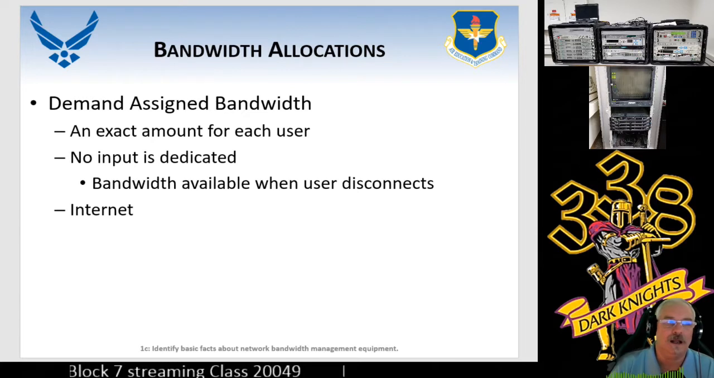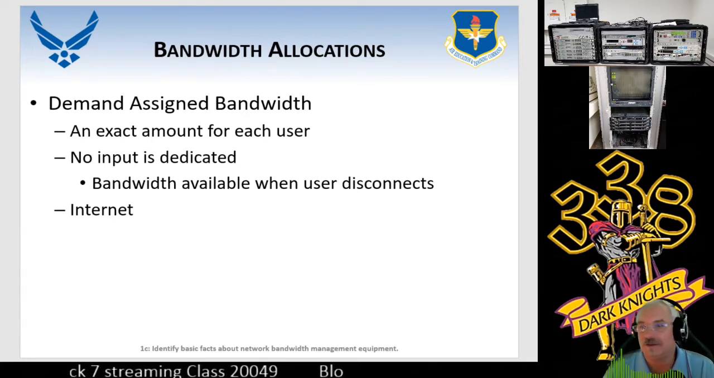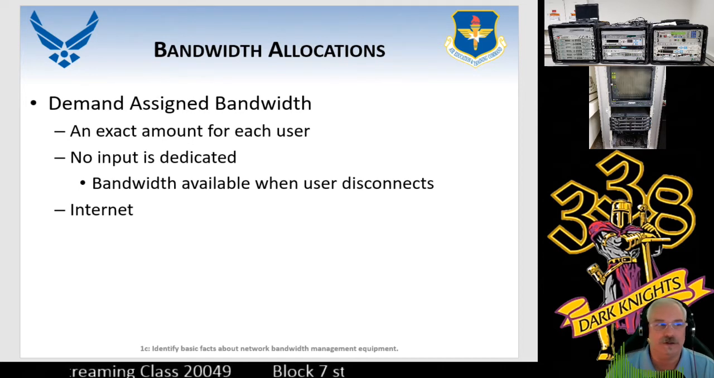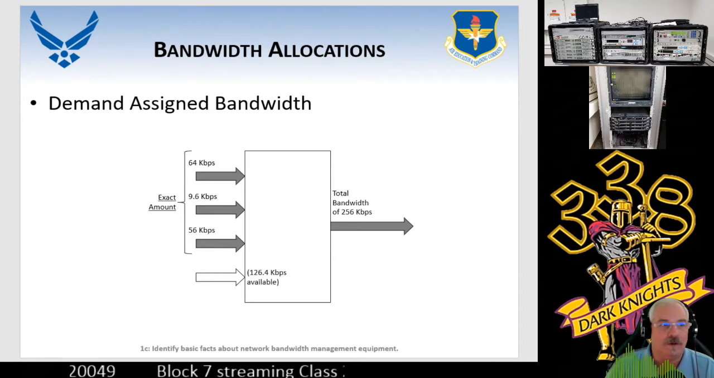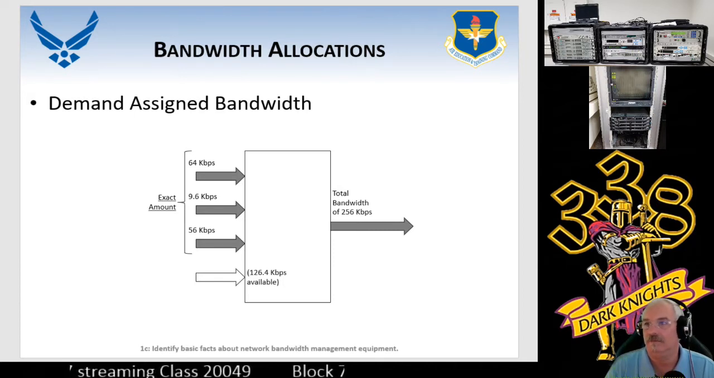Demand assigned. This one is an exact amount for each user. Just remember, this is the internet, and I'll explain in just a minute when we look at the picture. So what you see here is channel 1 is 64K, channel 2 is 9.6K, and then you have a 56K. You've got 124 available.